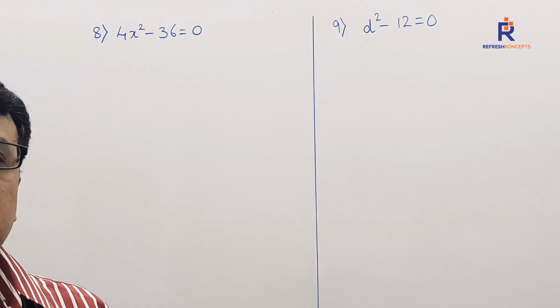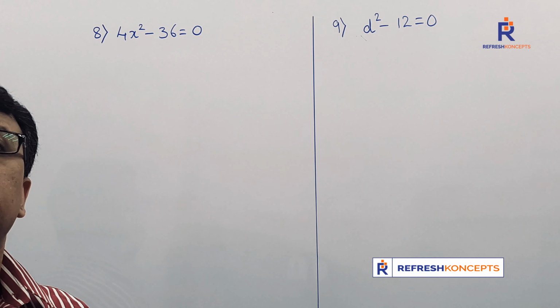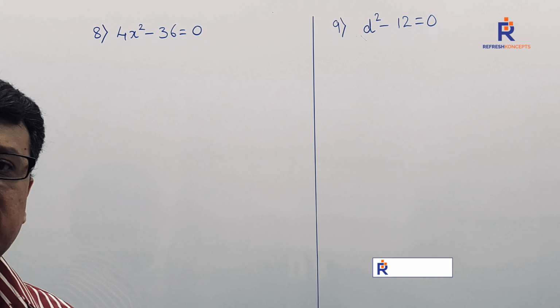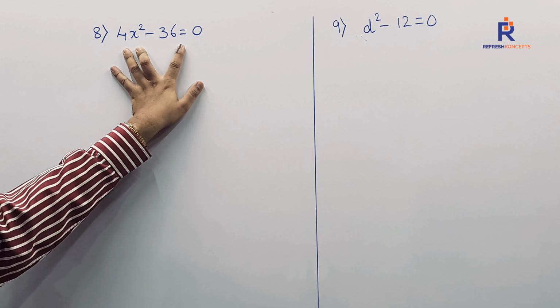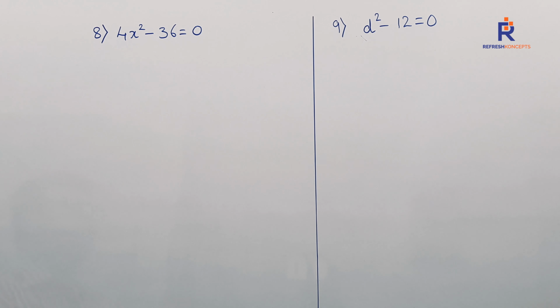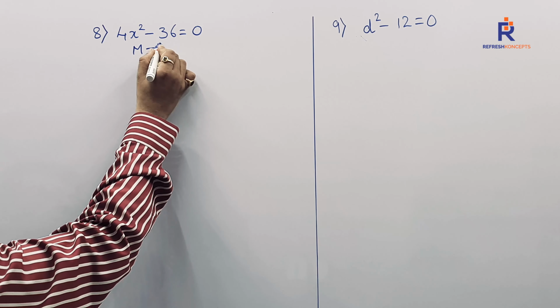That's the reason I keep on saying, children, that was the only purpose for me starting refresh concept. You have to refresh your concepts every now and then. 4x square minus 36 equals 0 is a pure quadratic equation. Now children, in order to solve these kinds of pure quadratic equations, I have 2 methods. I shall show you both the methods, but if you ask me which one I go with, I shall go with method number 1. So I'll jot down this as M1, method 1.